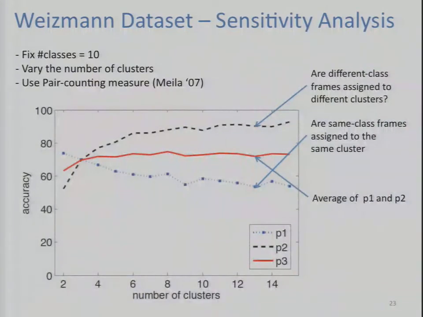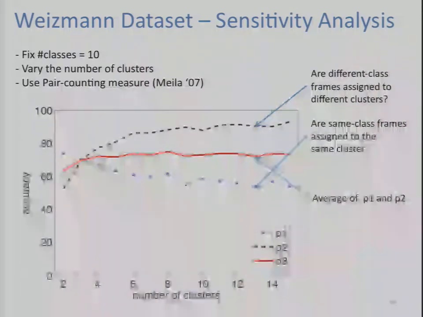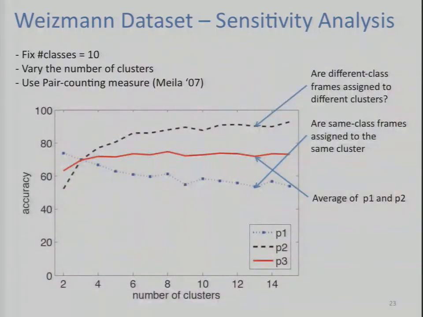And then in the second experiment, we perform the sensitivity analysis. In this case, we suppose that we don't know the true number of clusters. So we fix the number of classes equal to 10, but then we vary the number of clusters. Now, because the number of clusters is different from the number of classes, we use the pair counting measure for this experiment. Basically, the black curve answers the question: if 2 frames belong to different classes, do they belong to the same cluster or not? I'm sorry. If two frames belong to different classes, they should belong to different clusters.